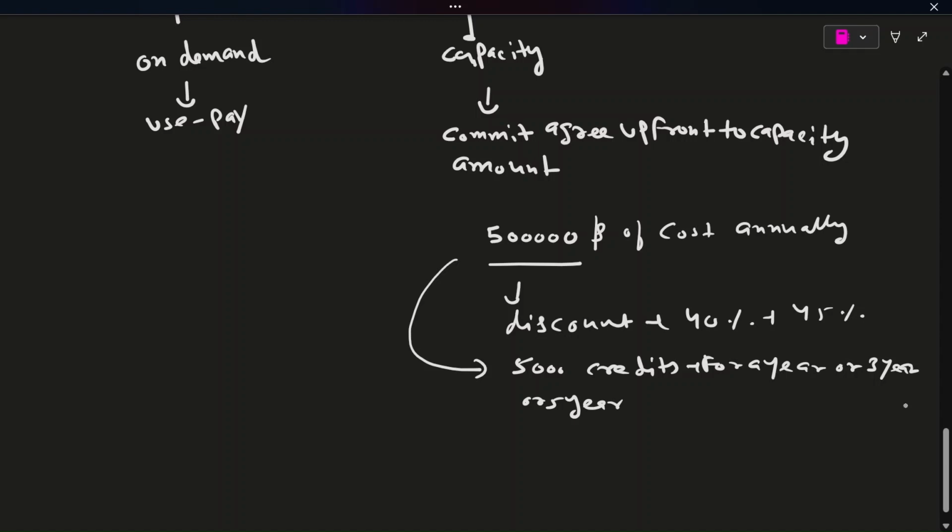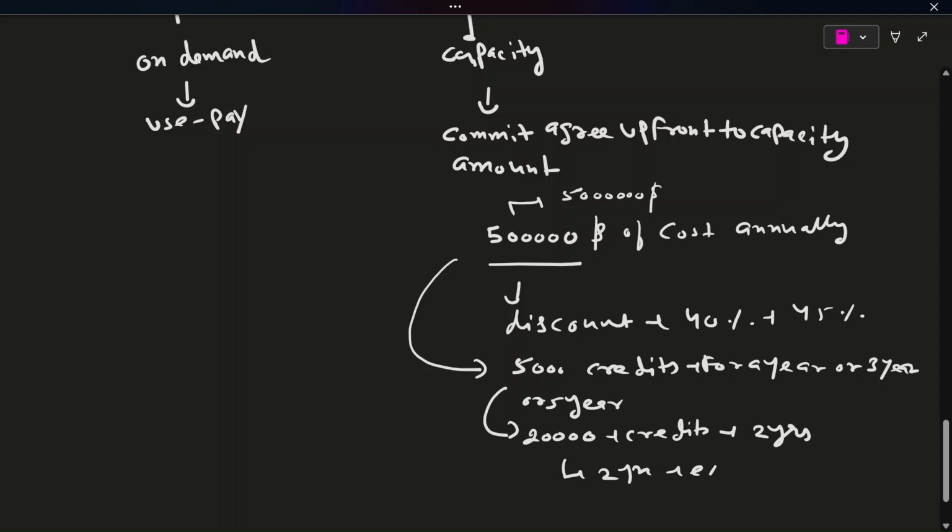Let's say you commit to more amount. You say, let me commit to 5 million. Got it? So probably you will get more, let's say 20,000 credits. And those credits you have to consume within the time for which you have the agreement. Let's say if it is 2 years, you are going to use these credits within 2 years, and after that, it will not roll over. Got it?